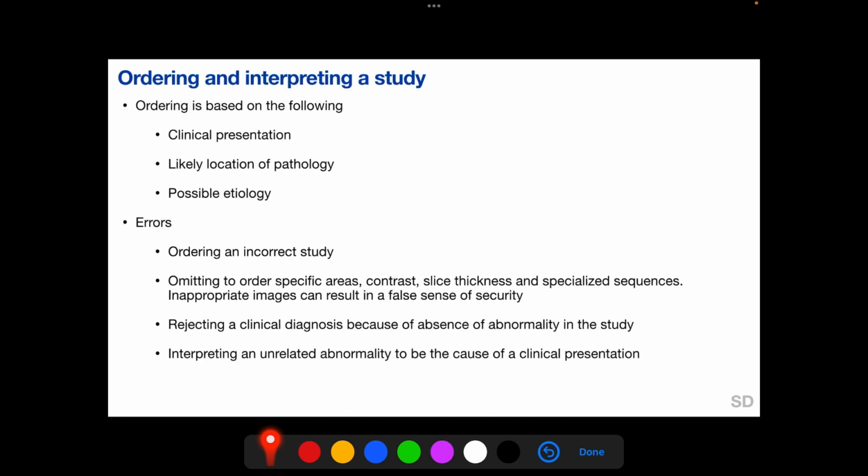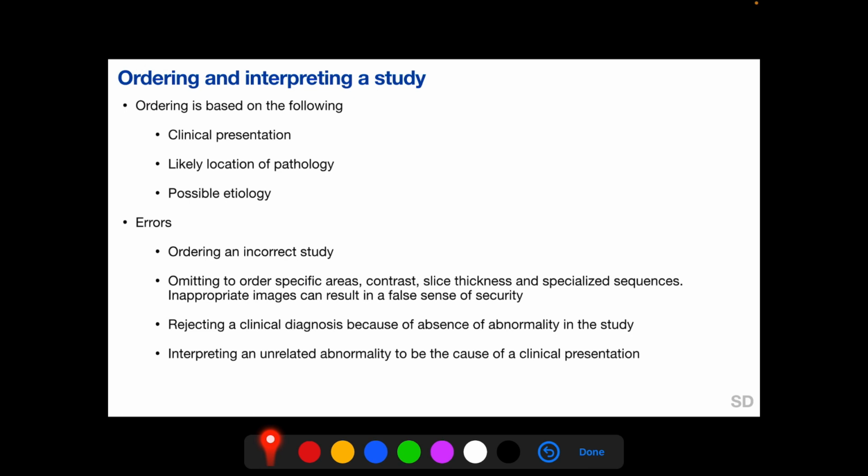How to order and interpret an imaging study? Ordering is based on the following: the clinical presentation of the patient, the likely location of the pathology which is responsible for the clinical presentation, and the possible etiology of the pathology.